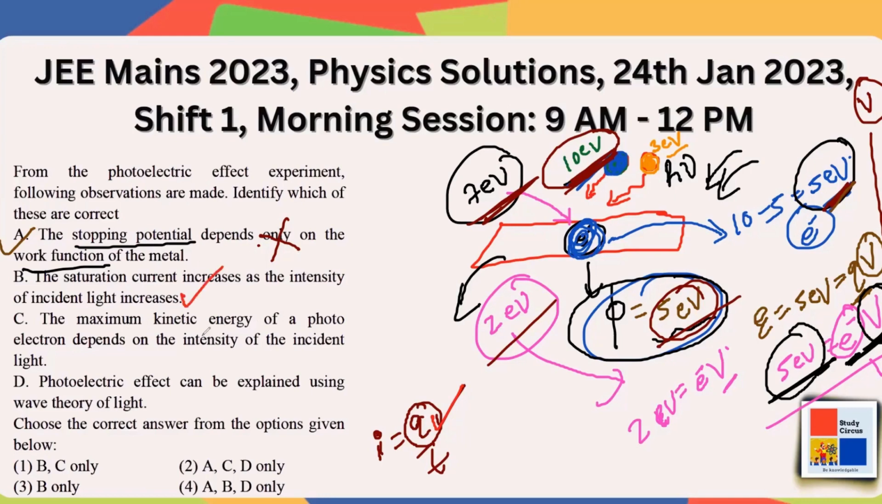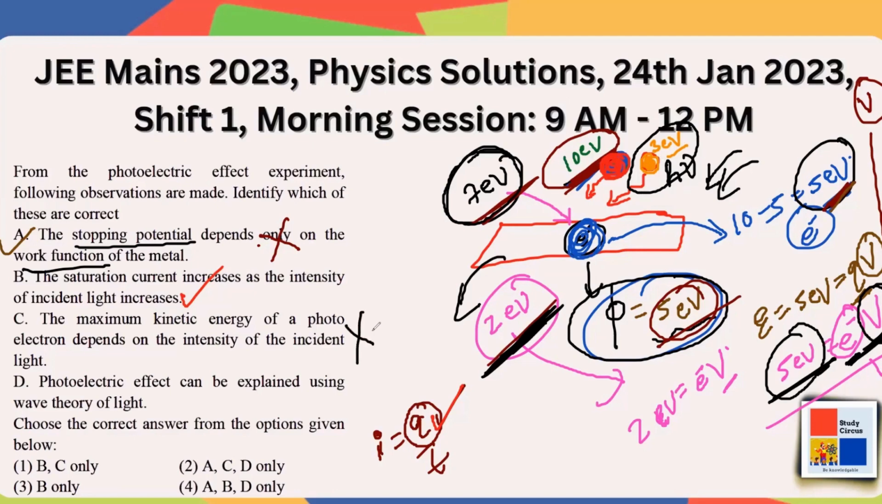The maximum kinetic energy of a photoelectron depends on the intensity of the incident light. No, that is not correct, right? The maximum depends on the photon with the maximum energy, okay? No matter how many 7 electron volt photons are falling, the electron that comes out will have only this 2 electron volt energy, because only one photon collides with one electron at a time, okay? If this 3 electron volt photon collides with the electron, it won't be able to knock out the electron. So certainly this is not correct.